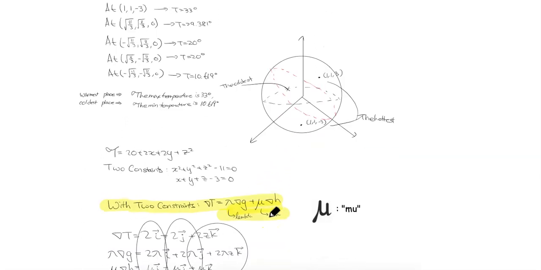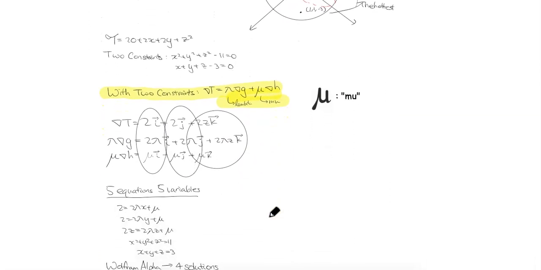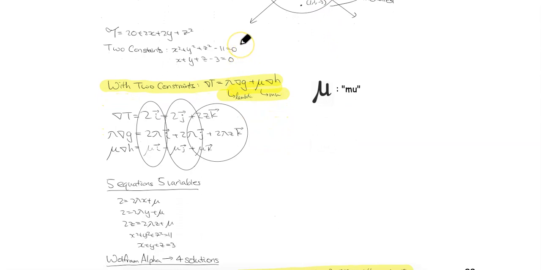So how is that different? Well, it's different because we have 2 constraints. The first constraint is the sphere. The second constraint is the plane. And when you have a situation like that, what you do is you set up del T equals lambda del g plus mu del h, where g and h are the two constraints. So we have a new variable here, and it's called mu, and this is how it's represented.